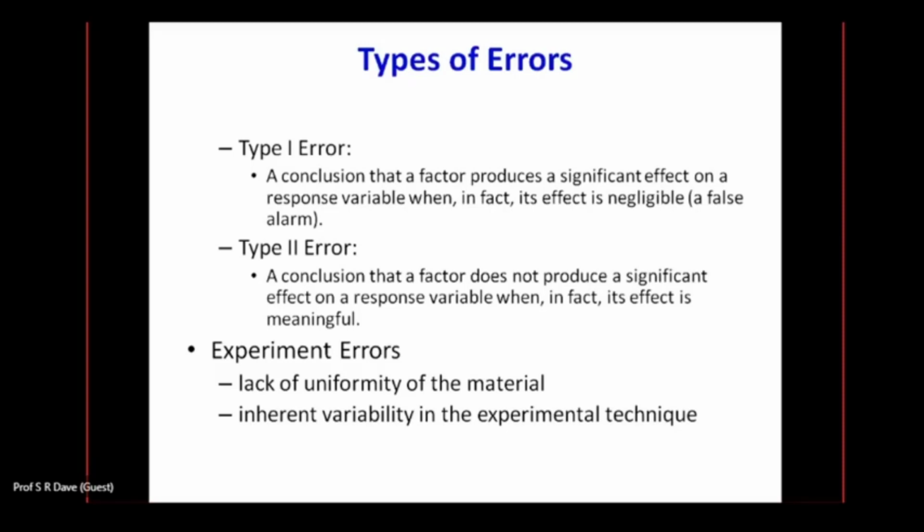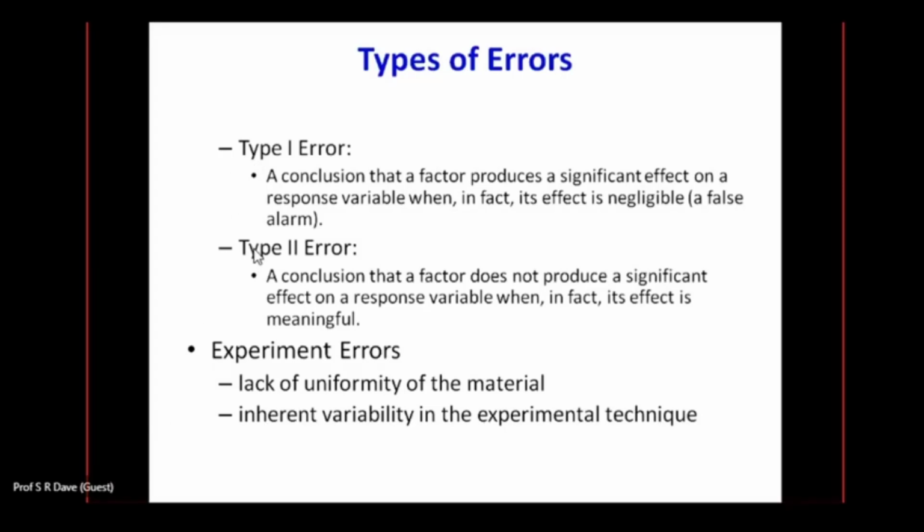While in type 2, there is a conclusion that a factor does not produce a significant effect on a response variable when in fact it is affecting it meaningfully or significantly. Suppose you are giving one medicine to a patient, and if that medicine is effective and you consider that it is not effective, you are making a type 2 error. In the first one, even if the medicine is not effective, you consider it effective without considering the significance, that is type 1 error.